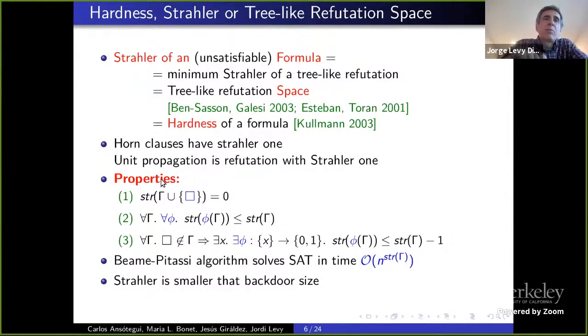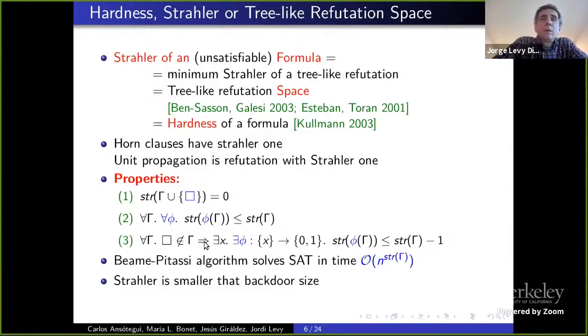The Strahler number of a tree-like space refutation, or hardness, whatever you name it, has nice properties. For instance, if you have the empty clause, then the Strahler number is zero. If you instantiate a formula, the Strahler number decreases. And for any formula, there exists an instantiation of one of the variables that strictly decreases the Strahler number of the formula when this variable is instantiated by one of the truth values. And the Strahler number is the minimum measure that satisfies all these three properties.